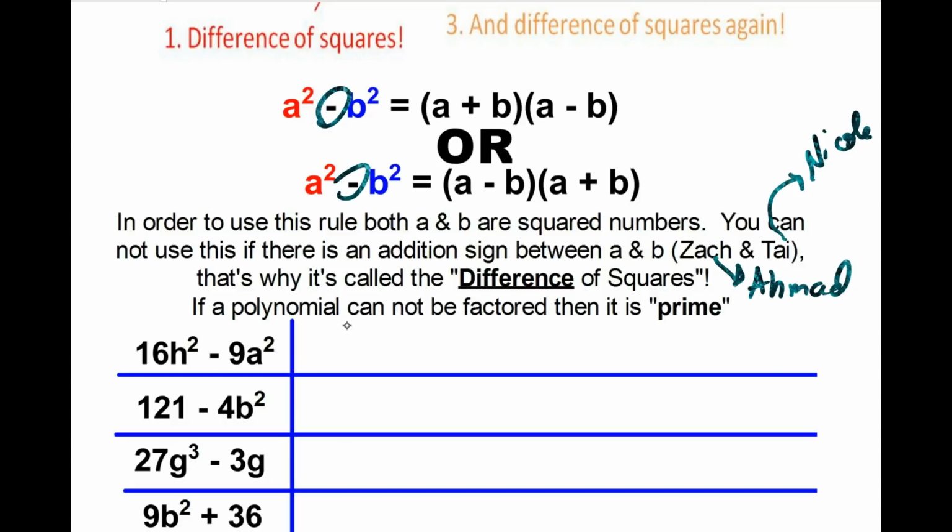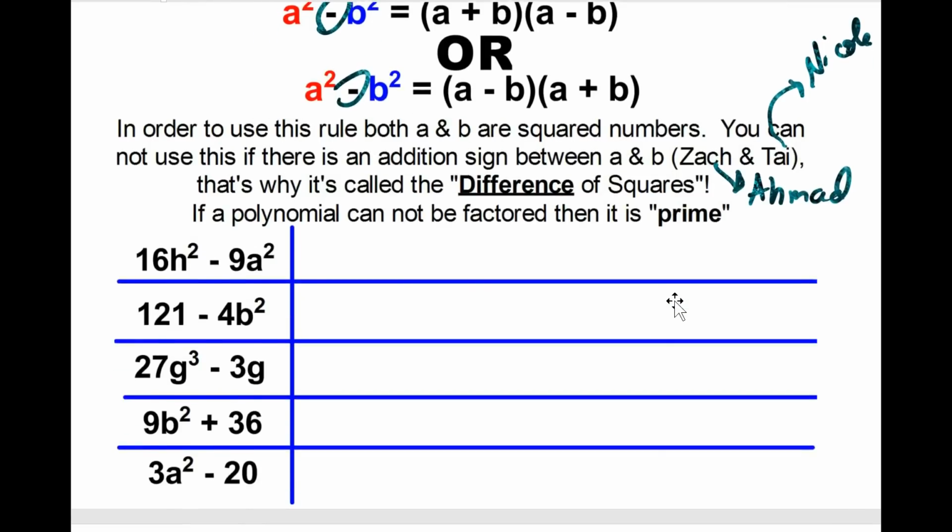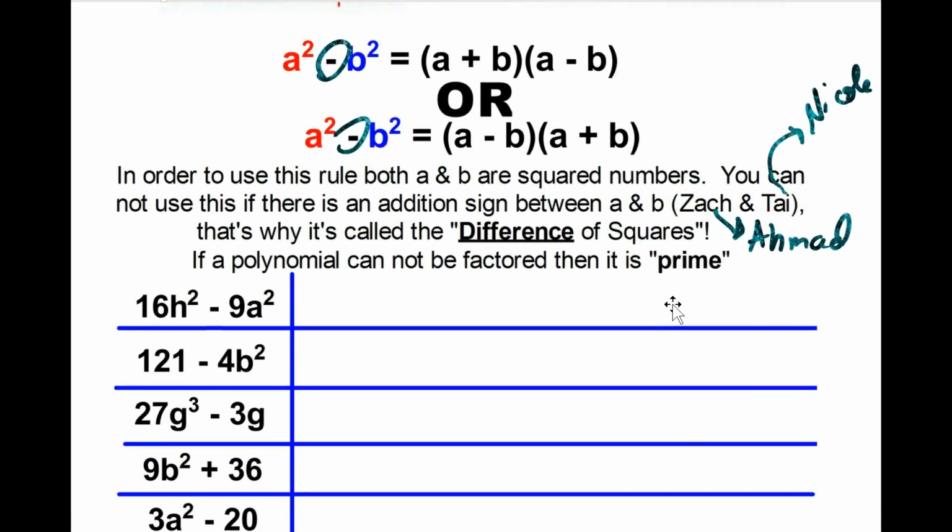Okay, if a polynomial cannot be factored, then it's prime. That means you can't take out a GCF. You can't do anything with it. The GCF is 1 and whatever it is. It's like a prime number. A prime number such as 3 has the factors of 1 and 3, 1 times itself. So a prime polynomial, prime binomial, prime anything, has the factor of 1 and itself.